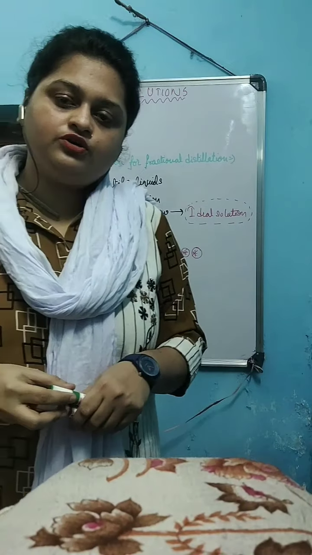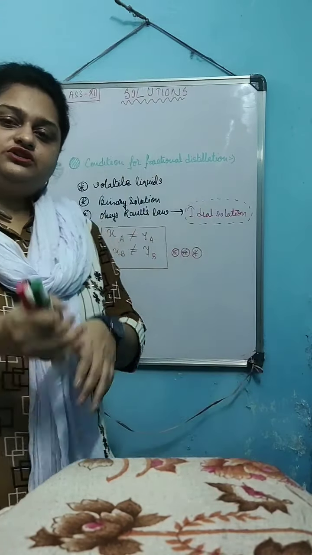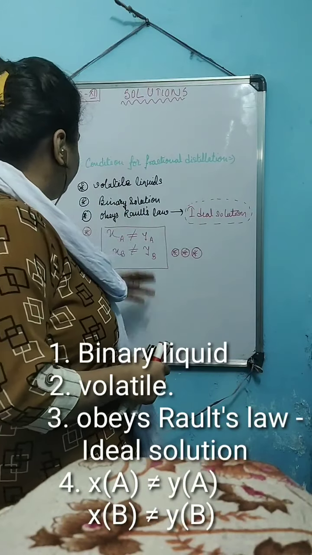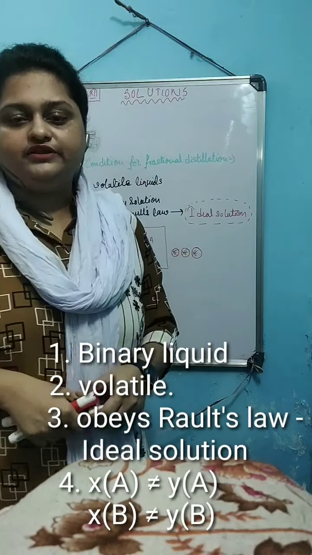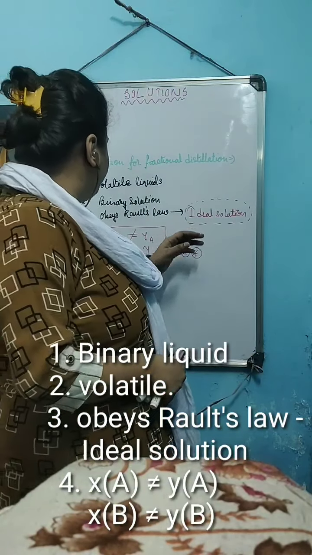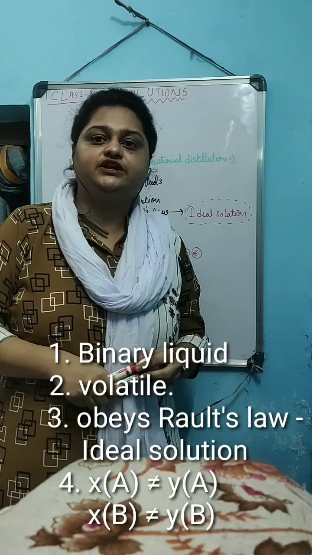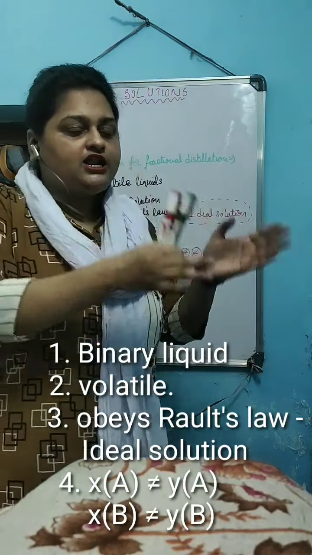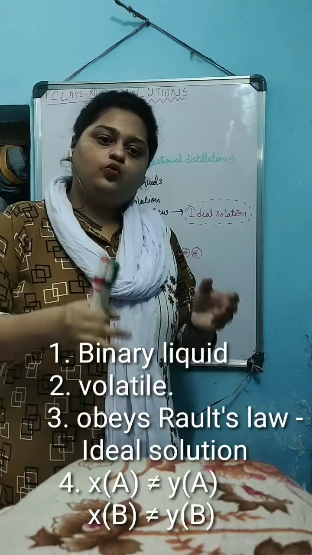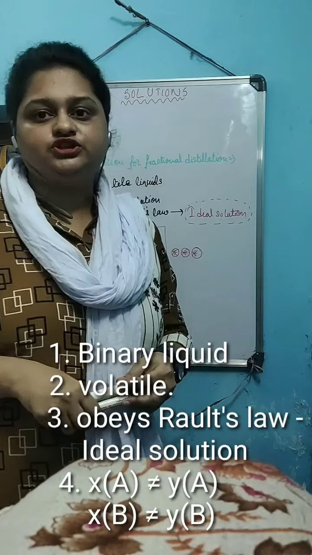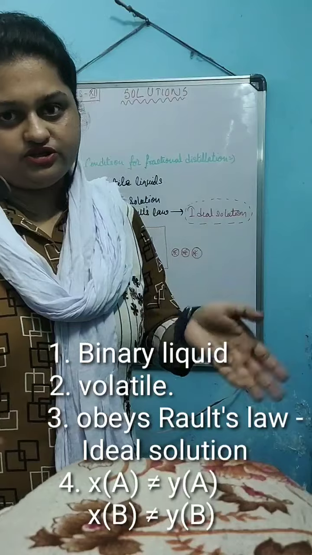There are a few conditions on which we fractionally distill a solution. The first one is that the solution that we take should be a binary solution. That is, there should be one solute and obviously one solvent. The second condition is that the solution we fractionally distill should be a liquid solution. That is, a liquid-liquid solution, not a gas-liquid solution, not a solid-liquid solution. We can fractionally distill only a solution that has been produced by dissolving a liquid in a liquid.